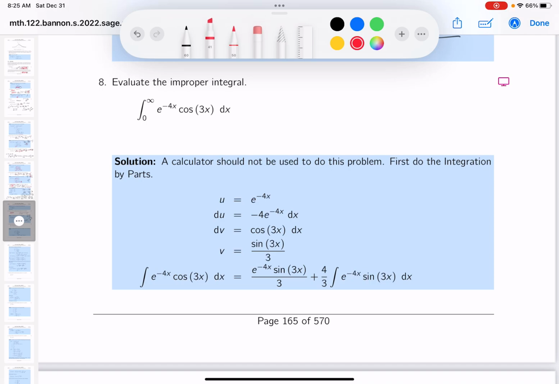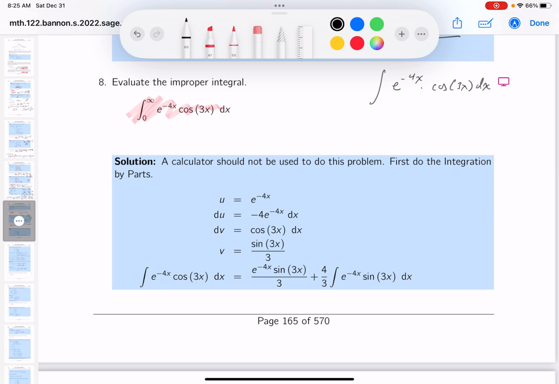Okay, so we're going to evaluate this improper integral. The way we're going to do that is I'm going to do some side work up front. I want to just see if I can get the antiderivative here. I'm not going to look at the limits yet. So, e to the minus 4x times cosine 3x dx.